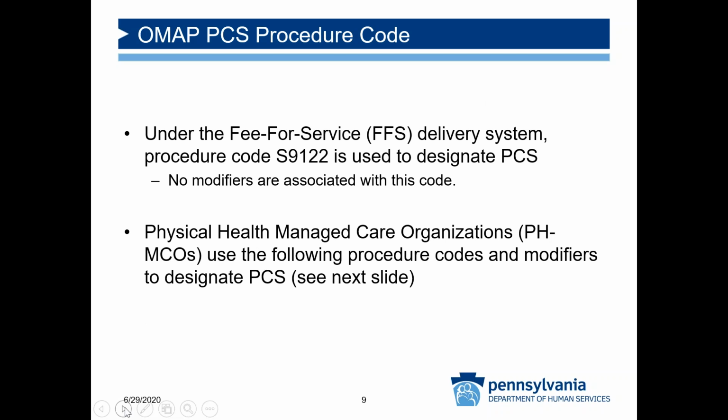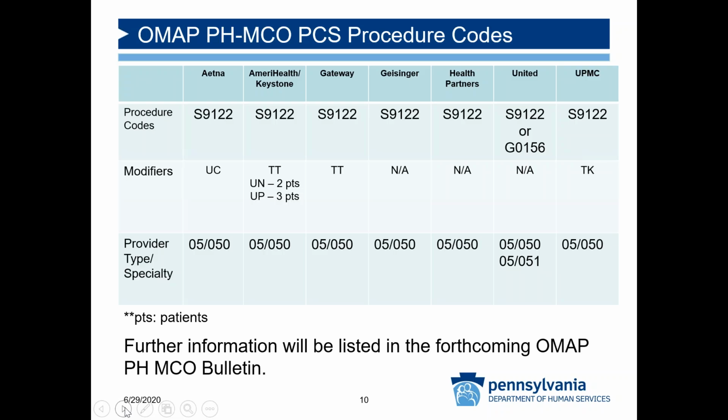Under the fee-for-service delivery system, procedure code S9122 is used to designate personal care services. No modifiers are associated with this code. Physical health managed care organizations use the following procedure codes and modifiers to designate the personal care services. And you can see a list of them, the various modifiers, provider type specialties that are appropriate. And you'll see more details of this in the upcoming OMAP bulletins.